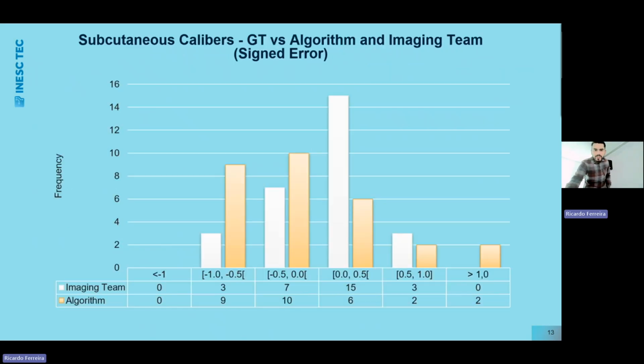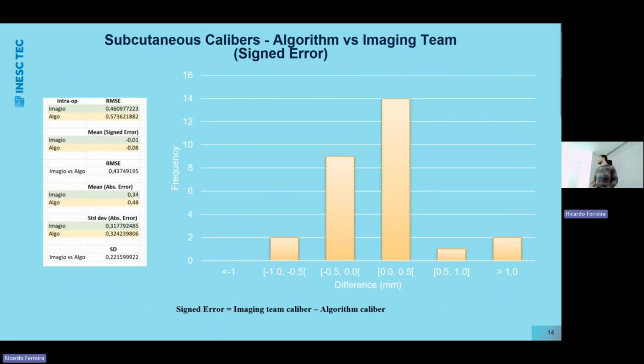But regarding the results, it was relatively good. The imaging team that measured the same ground truths obtained slightly better results than the algorithm, but it's easier to explain here. Basically, the root mean squared error of the imaging team was 0.46 millimeters, and my algorithm had 0.57 millimeters. We are talking something about the 0.1 millimeter scale in terms of root mean squared error.